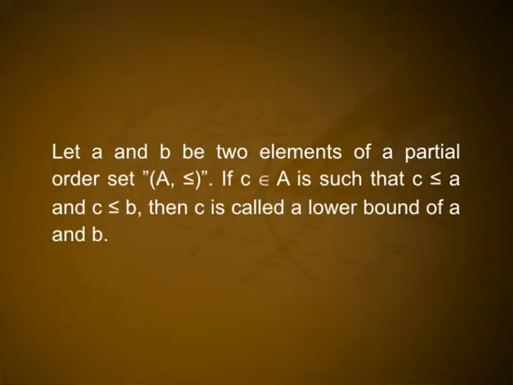Let a and b be two elements of a partially ordered set (A, less than or equal to). If c belongs to A is such that c is less than or equal to a and c is less than or equal to b, then c is called a lower bound of a and b.